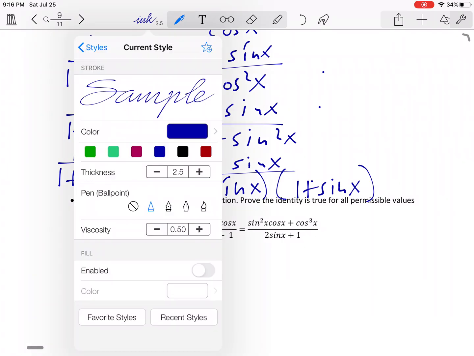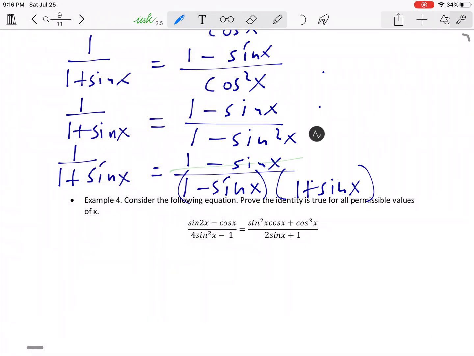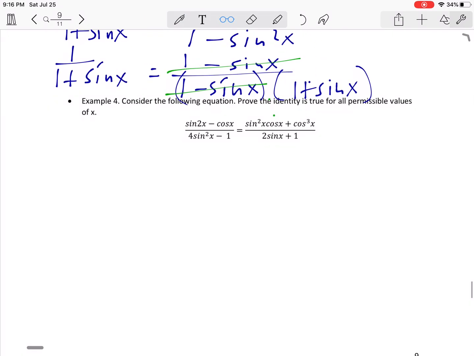And then what happens here is the 1 minus sine x terms cancel, which just leaves you with 1 over 1 plus sine x. Okay, and then that's showing they're the same. Okay, so notice I used the difference of squares. Okay, last one here.